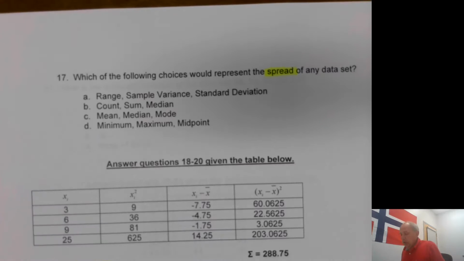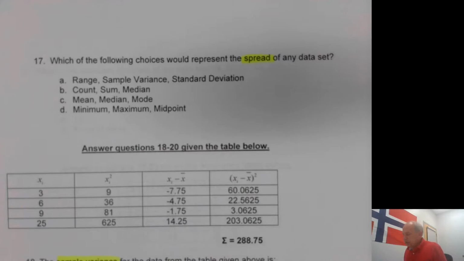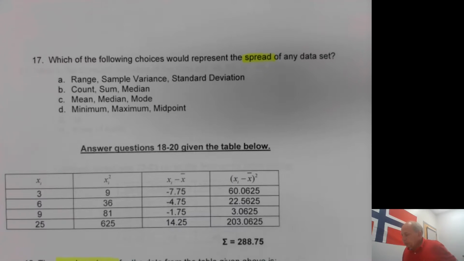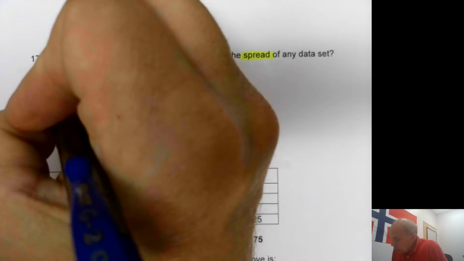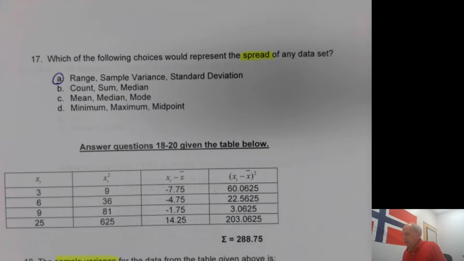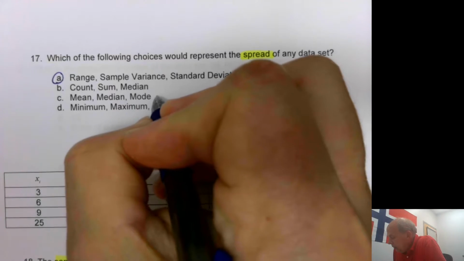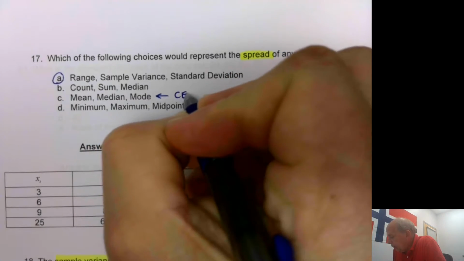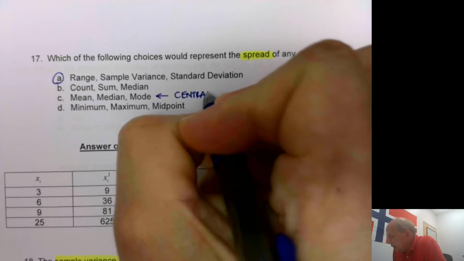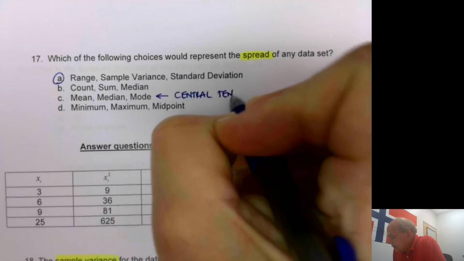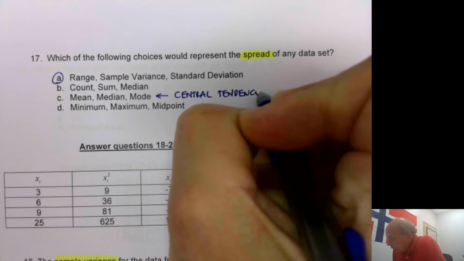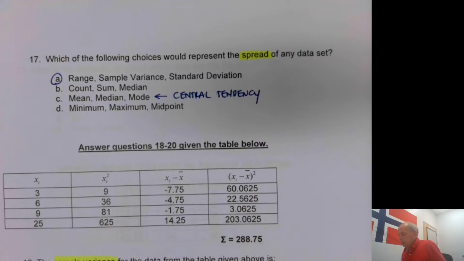There's a stem leaf diagram and some statistical measures based upon that stem leaf diagram. Number 17, which of the following represents the spread of data? For this one, it would be choice A: range, sample variance, standard deviation. The mean, median, and mode are all about the central tendency. So that is the difference between the spread and the tendency.